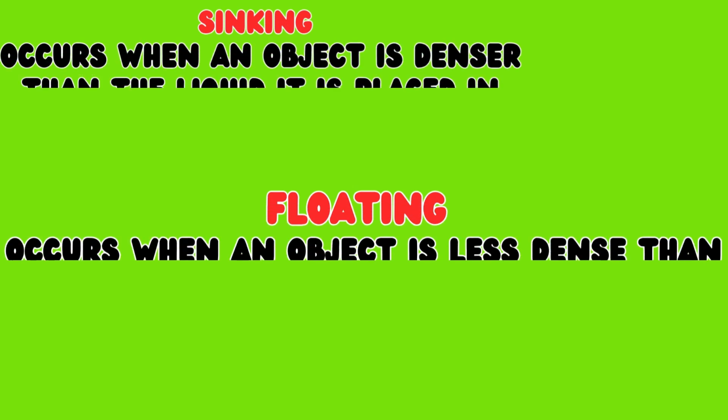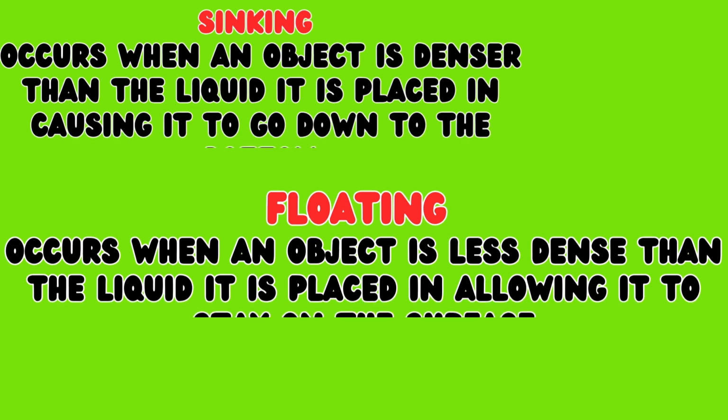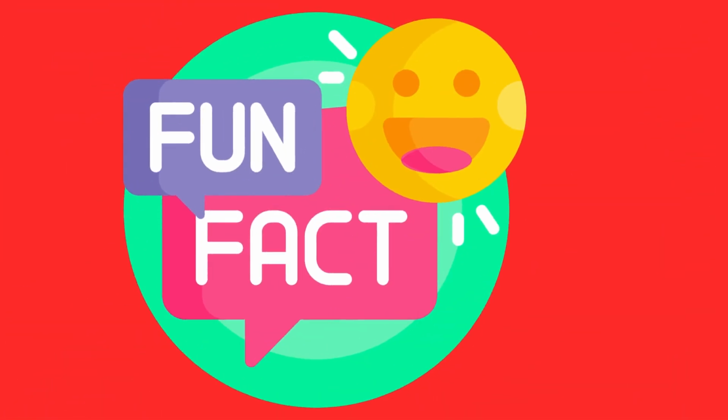Now, let us define sinking and floating. Sinking occurs when an object is denser than the liquid it is placed in, causing it to go down to the bottom. Floating happens when an object is less dense than the liquid it is in, allowing it to stay on the surface. Fun fact.